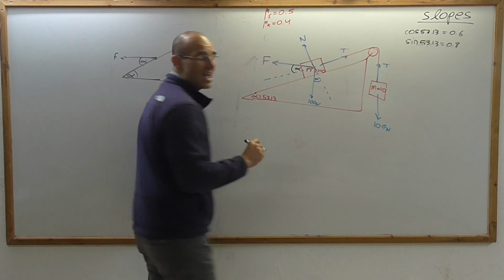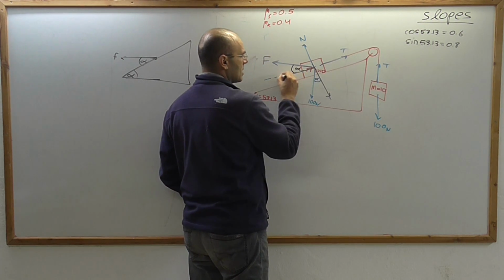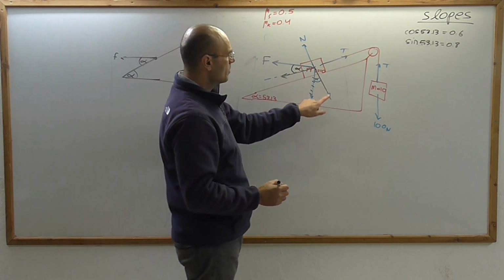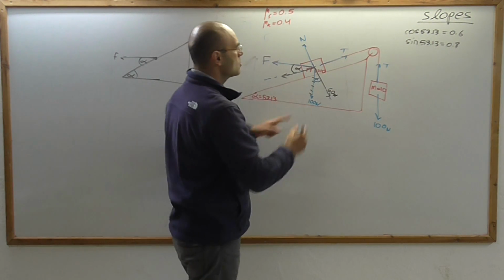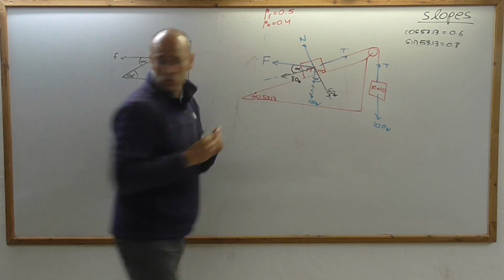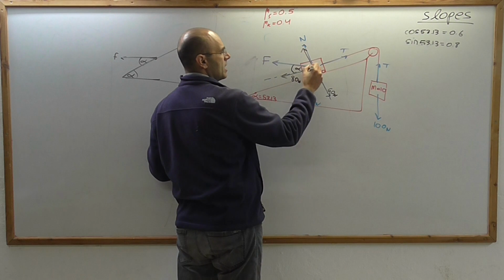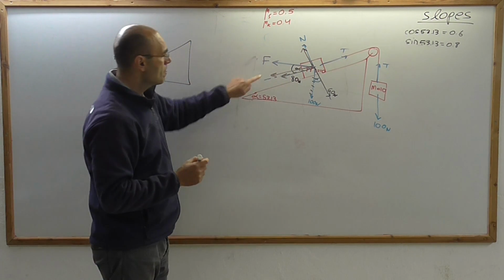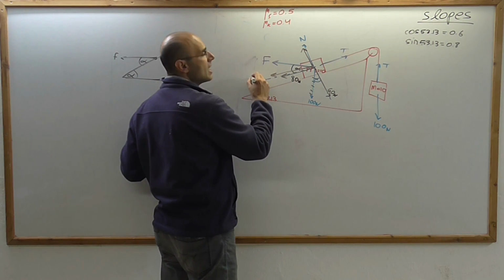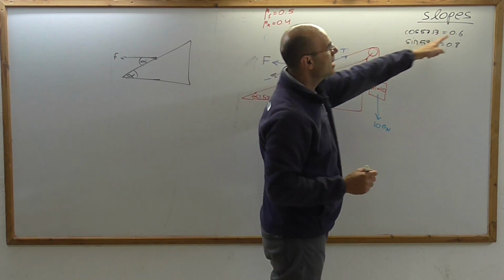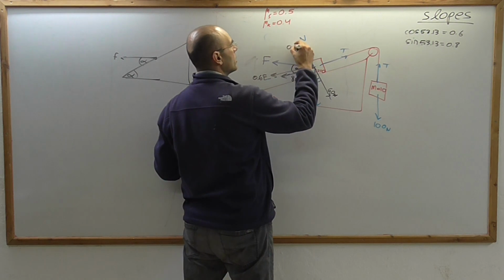Okay, so I must break all the forces. When I break the 100, it will break into this one and that one. This one will get the cosine. 100 cosine alpha is 100 cosine 53, which is 60 newtons. And this will be 80 newtons. Now I'm going to break the F. When I break it, it will be this way and that way. Who will get the cosine? This will get the cosine. So this will be F cosine alpha, which is F multiplied by 0.6. So it's 0.6 F, and this one will be 0.8 F.